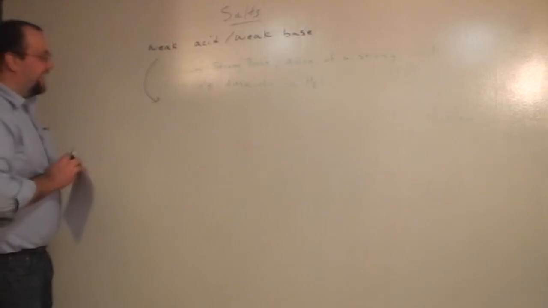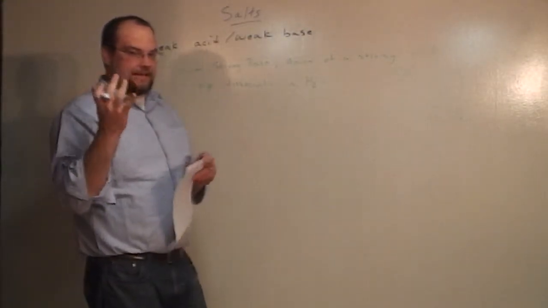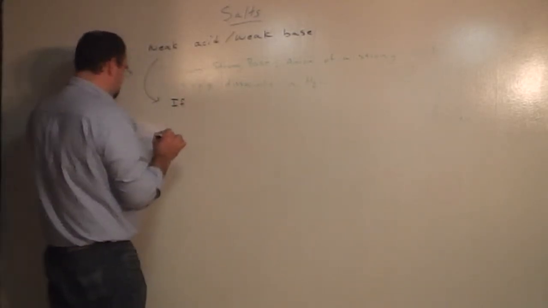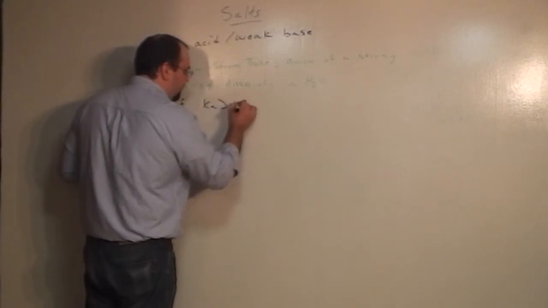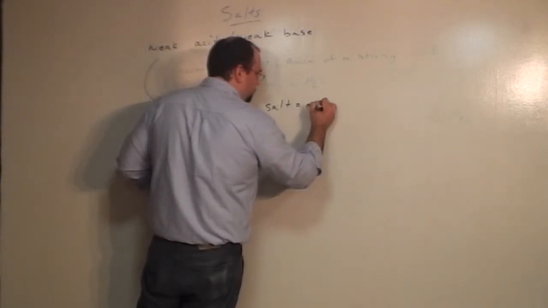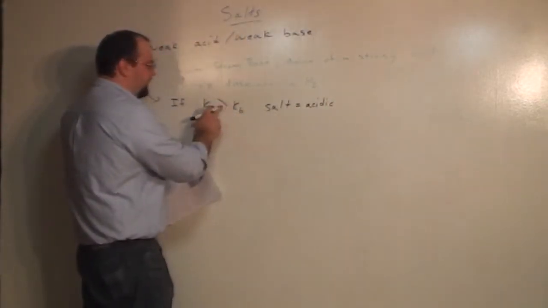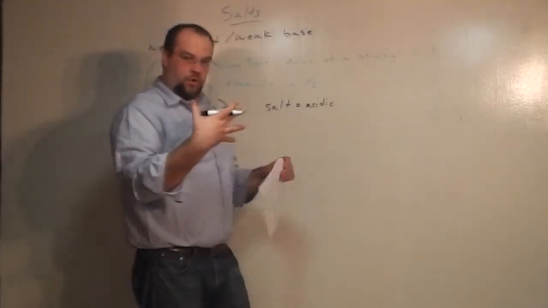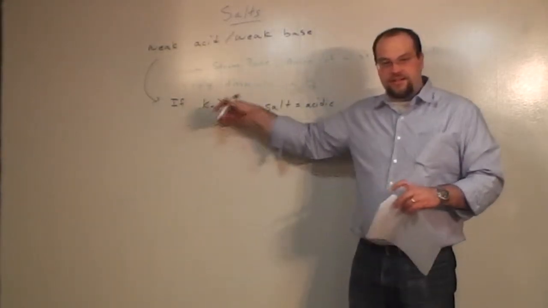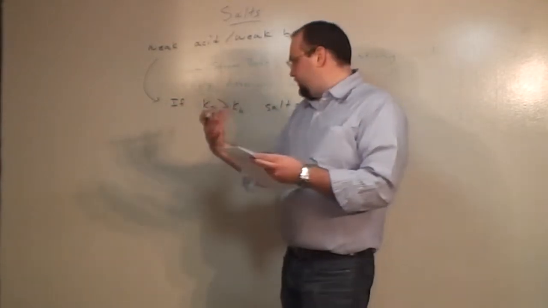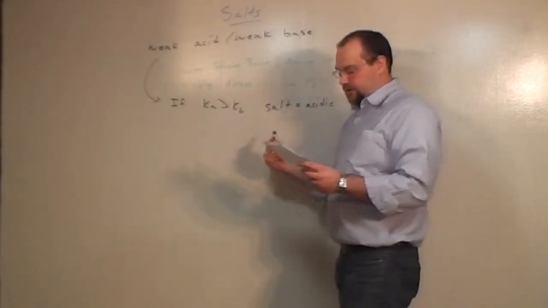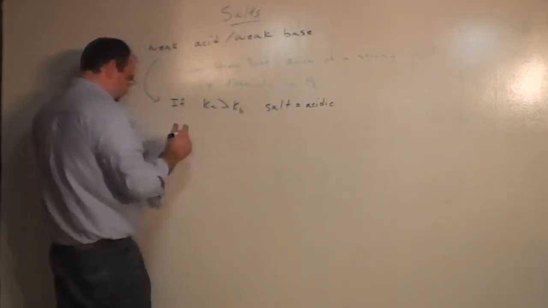Okay, so if I have a weak and a weak, it depends. Now we have to look at Kas and Kbs. If the Ka is greater than the Kb, the salt's going to be acidic. And that's because if the Ka is greater, I'm going to have more of the acid dissociating, because Ka is the amount that dissociates. So if I have more acid dissociate, I'll have more of the conjugate base. All right? That doesn't make any sense, but that's what it is. Don't listen to my reasoning ever.